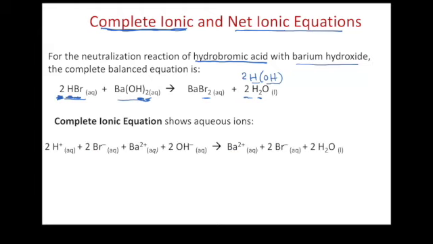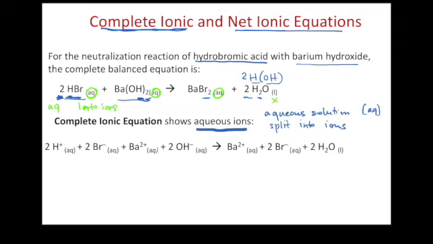The complete ionic equation shows aqueous ions, which basically means any aqueous solution, with the subscript aq, can be split apart into its ions. This HBr is an aqueous solution, Ba(OH)2 is an aqueous solution, and BaBr2 is an aqueous solution. So these aqueous solutions can be split apart into the ions, and this one, which is liquid, cannot be split apart into the ions. Anything that is aqueous gets split apart into the ions.